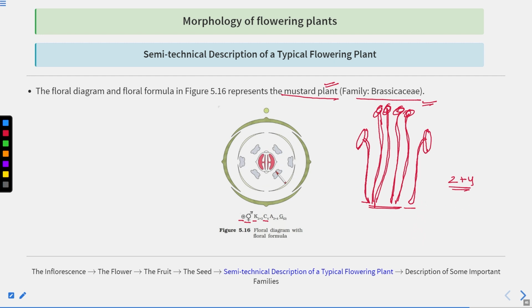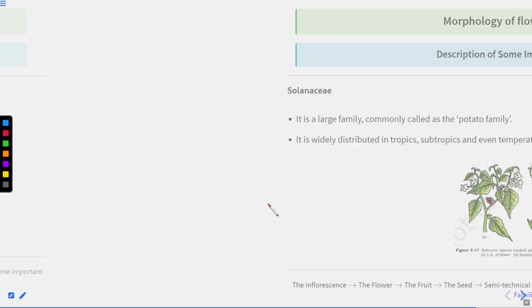And gynoecium, it is superior ovary, so it is G underlined like this, and both of these are fused together, so 2 in bracket like this you represent.